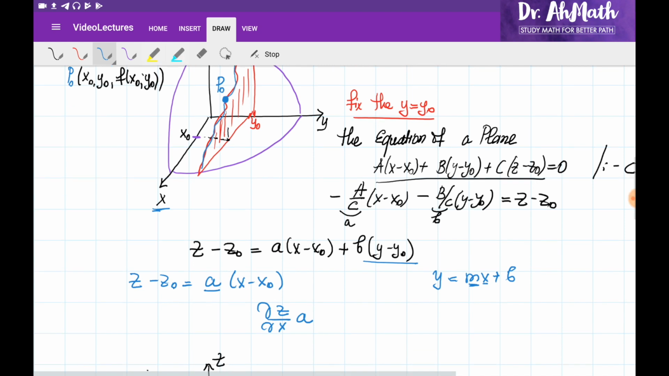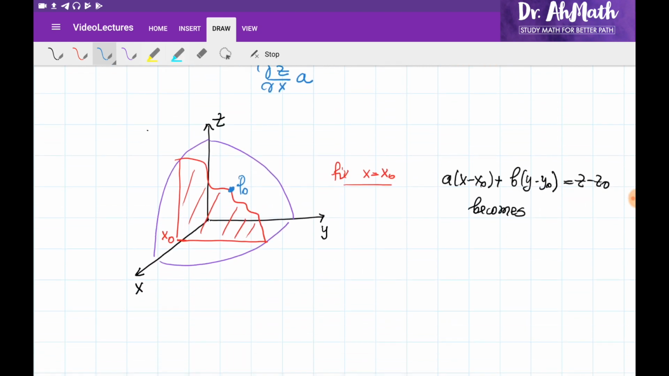Okay. So similarly, if I fix x to be equal to x0, and using the equation of the plane, a multiplied by (x minus x0) plus b multiplied by (y minus y0) is equal to z minus z0, by substituting x equal to x0 here, I can obtain the equation b multiplied by (y minus y0) is equal to z minus z0, which is very similar again to the equation of a line, where this coefficient b before the y is the slope of the line, right? And we can obtain this b by taking the partial derivative of z with respect to y.